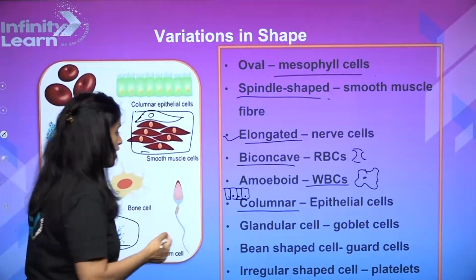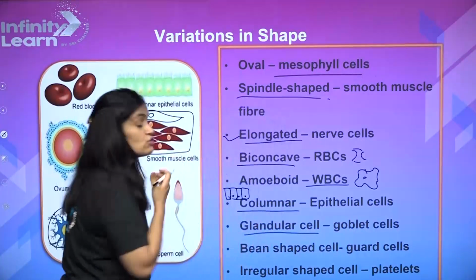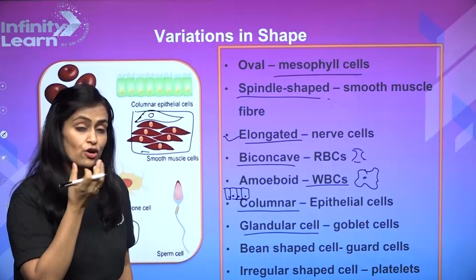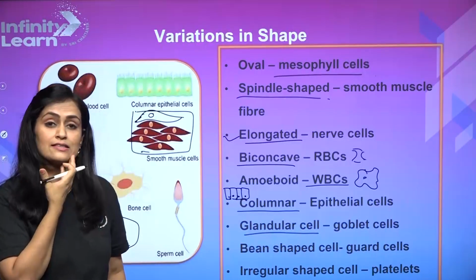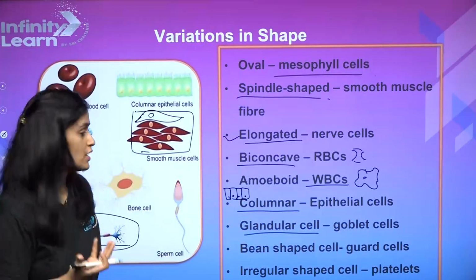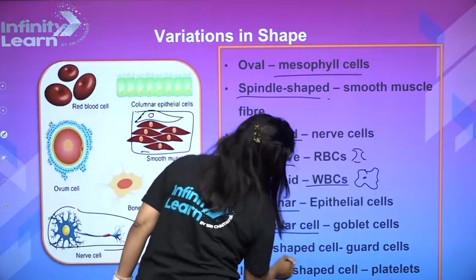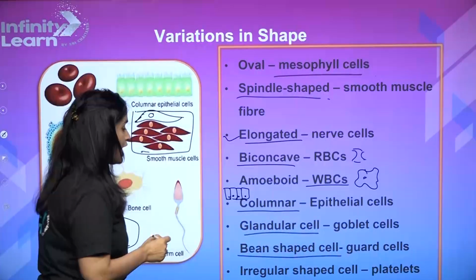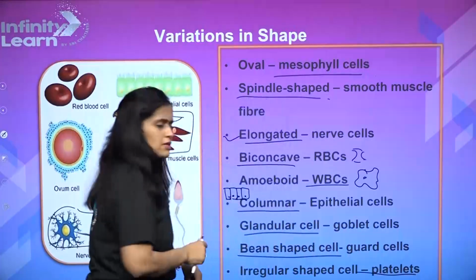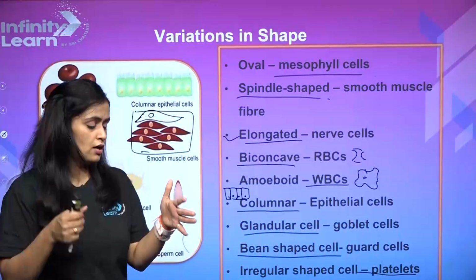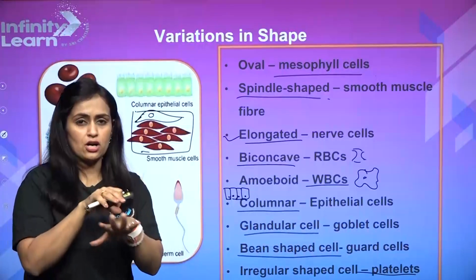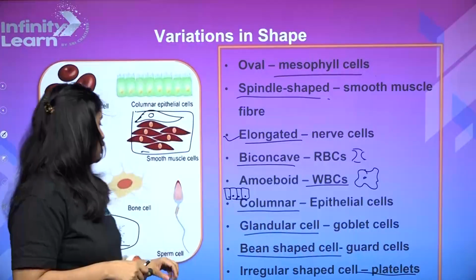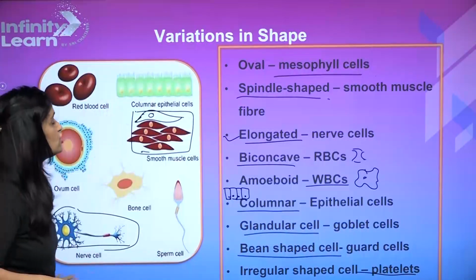These are seen in the epithelial cells, the coverings of our body. Then we have glandular cells, the cells which can secrete enzymes, hormones, like your saliva. Saliva is secreted by your salivary gland, so those are glandular cells. Then we have bean-shaped cells, the guard cells of the stomata. And platelets do not have any particular shape. They are irregular because they have to make a mesh around the wound and plug the blood flow, to make a clot. So those are the different shapes.